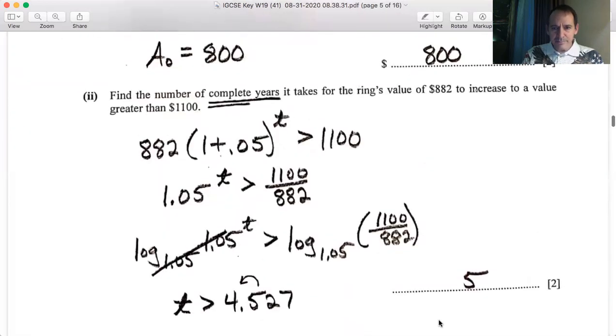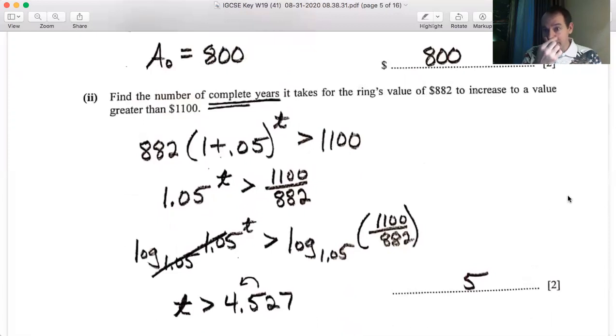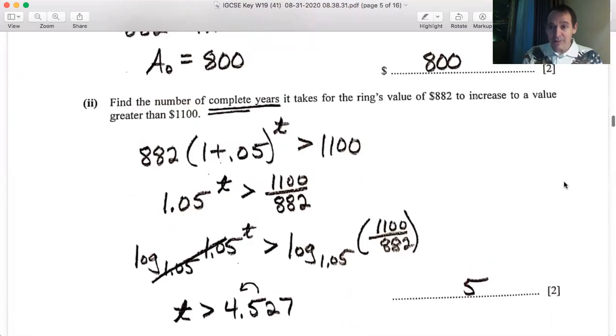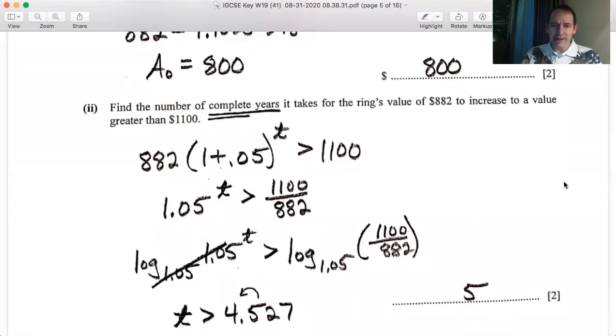Find the number of complete years it takes for the ring's value of 882 to increase to a value greater than 1,100. So here we have our 882 with our same interest, 1 plus 0.05. Now we're solving for how many years it takes for this value to be greater than 1,100. So we divide by our 882, put it over here. You can make it a decimal if you want, or just leave it as a fraction.